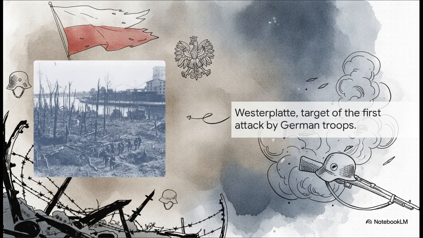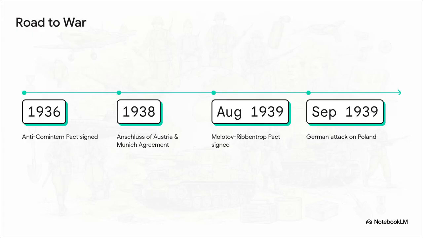But this didn't just happen out of nowhere. Let's see how the political tensions built up to this exact moment. Tracing these political treaties is a classic exam question, so you'll definitely want to take notes here. The war was a domino effect. In 1936, Nazi Germany and Japan signed the Anti-Comintern, or Anti-Communist Pact. Fast forward to 1938, Germany incorporates Austria in the Anschluss and takes part of Czechoslovakia after the Munich Agreement.